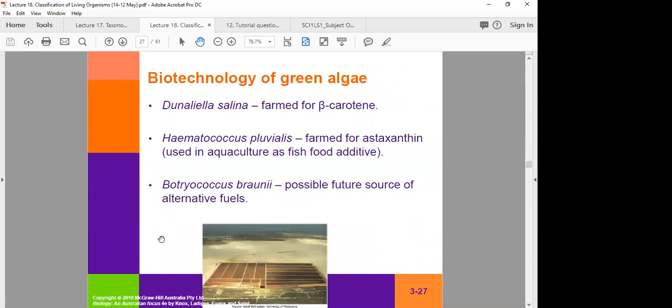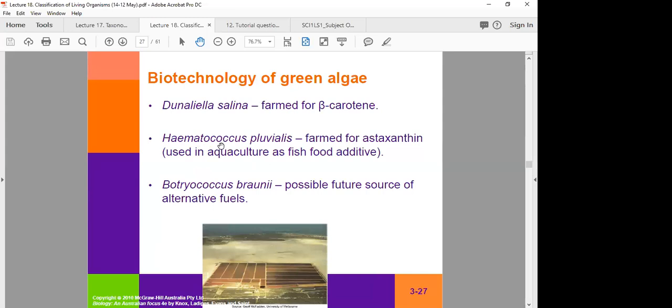Very briefly, let's look at biotechnology of green algae. This is an enormous area of research, or it's become enormous over the past 2 decades or so, and only some examples are shown here. So this species of green algae, Dunaliella salina, is extensively farmed for beta-carotene, which is a precursor of vitamin A. This is an enormous algal farm found in Western Australia. You can see all those ponds there where they farm Dunaliella.